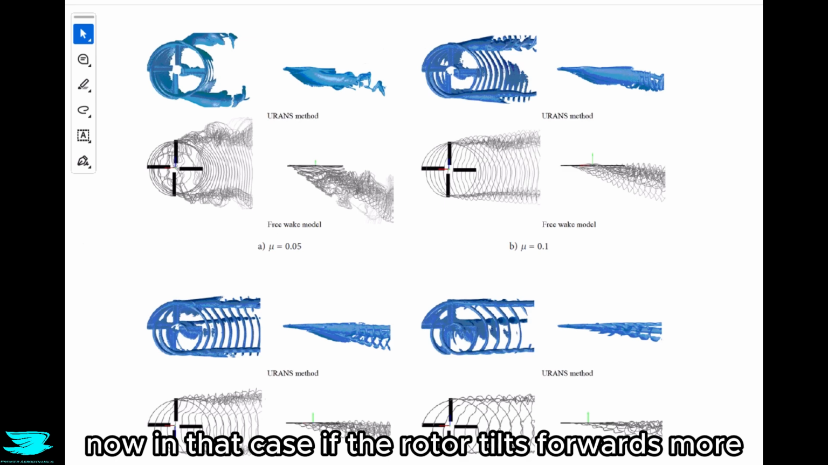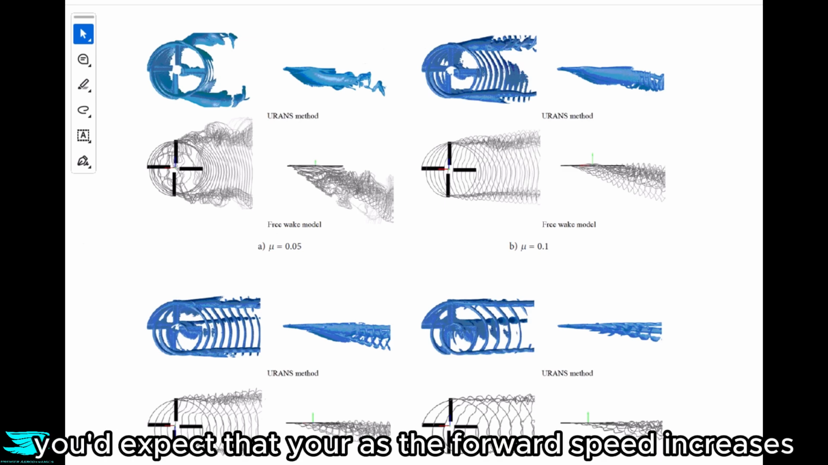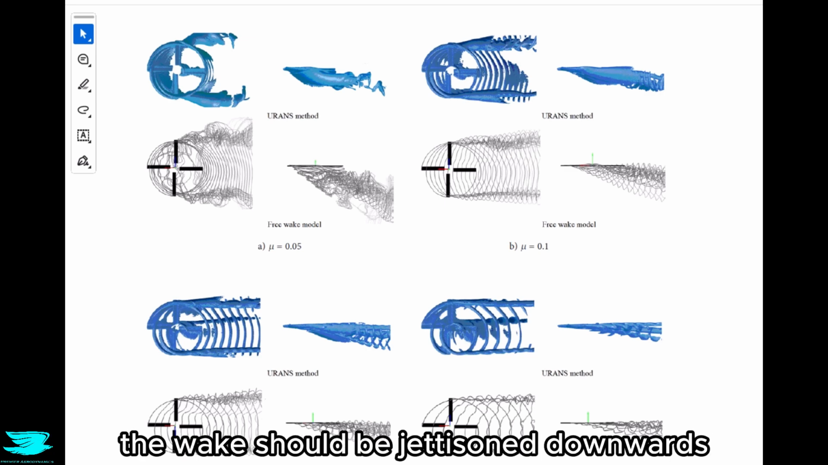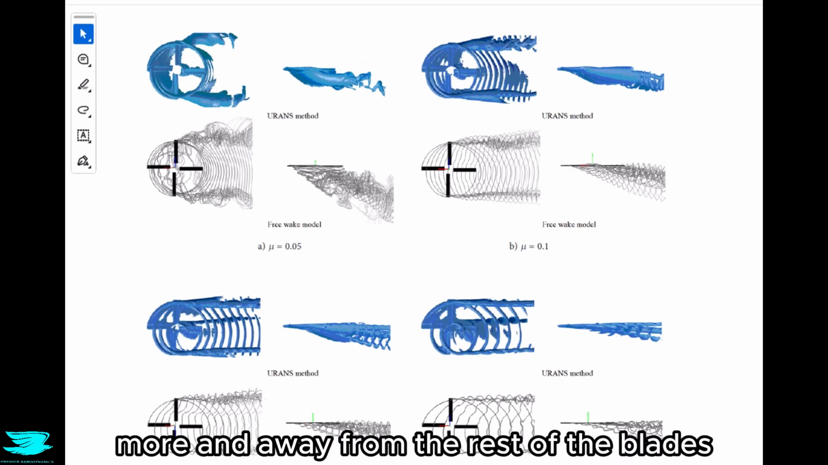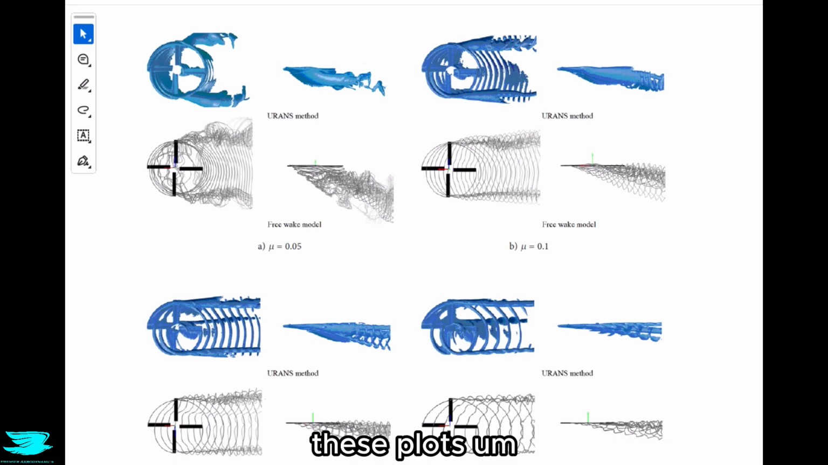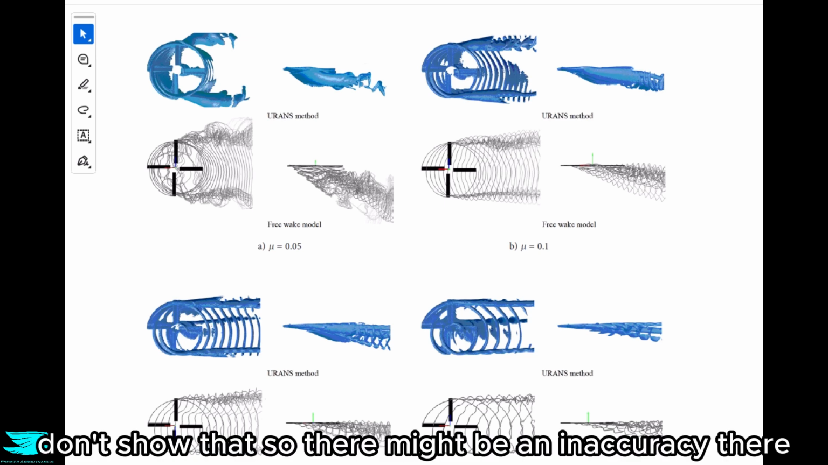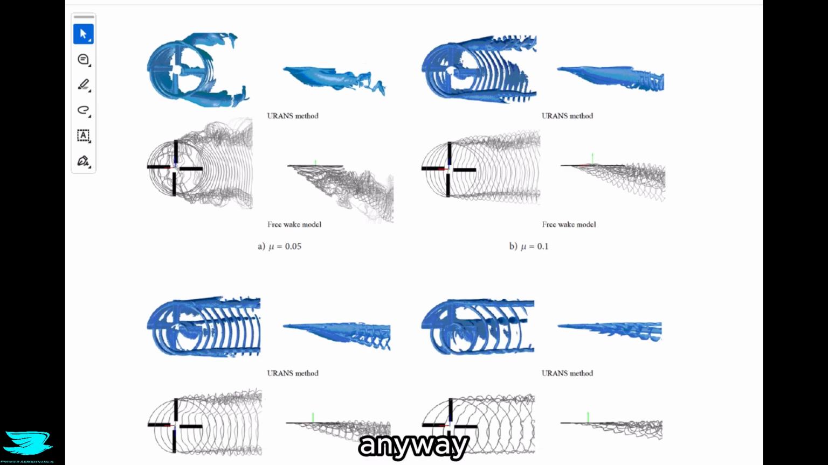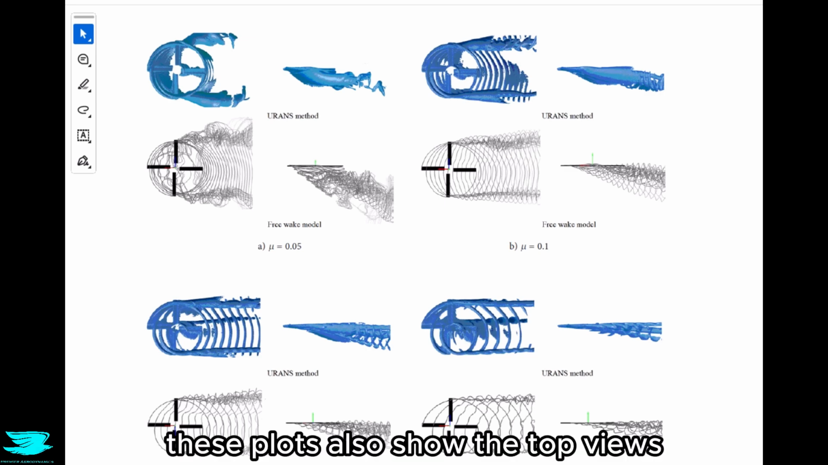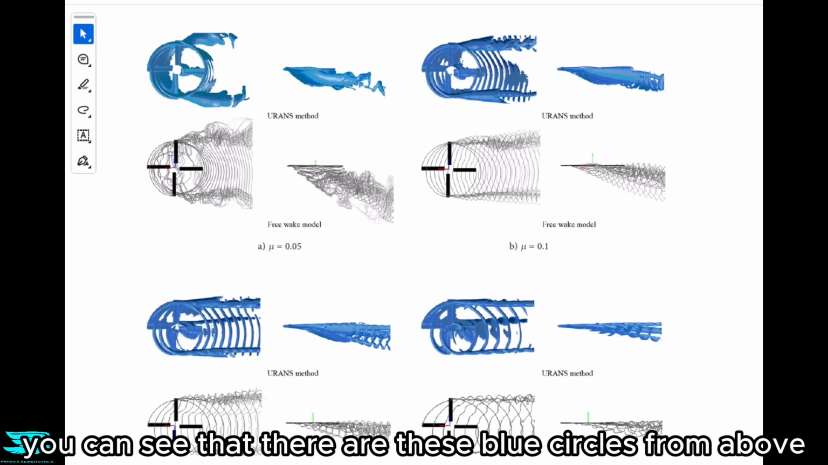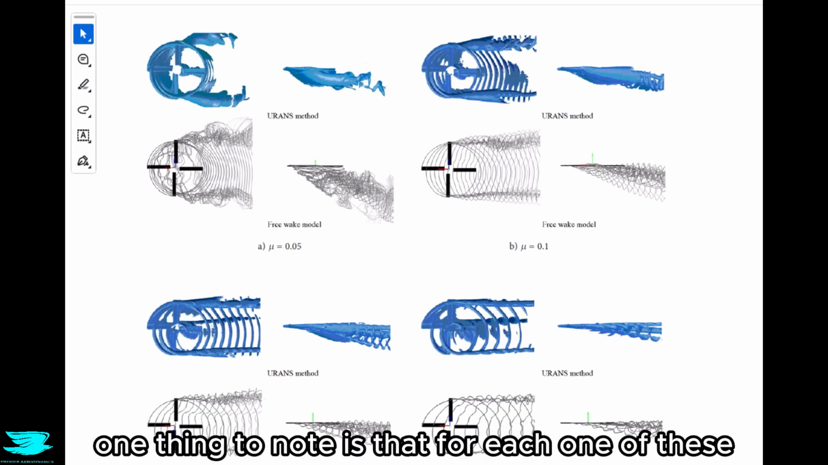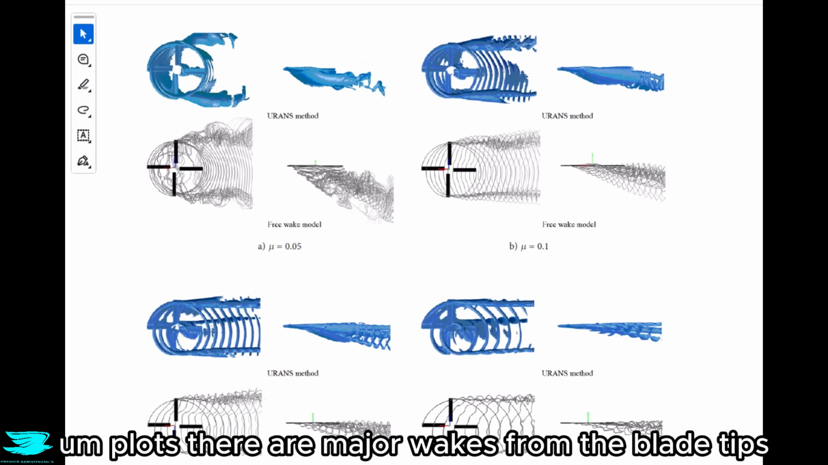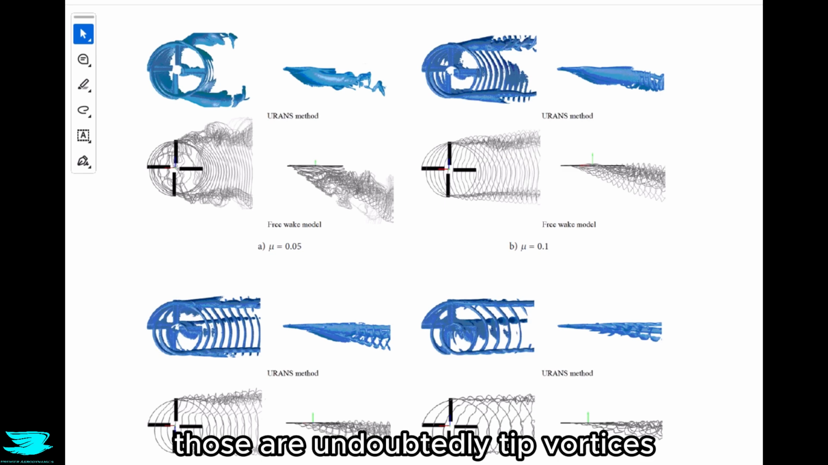Now, in that case, if the rotor tilts forwards more, you'd expect that as the forward speed increases, the wake should be jettisoned downwards, relatively speaking, more and away from the rest of the blades. These plots don't show that, so there might be an inaccuracy there. Anyway, these plots also show the top views. So in each plot, you can see that there are these blue circles from above. And one thing to note is that for each one of these plots, there are major wakes from the blade tips. Those are undoubtedly tip vortices.